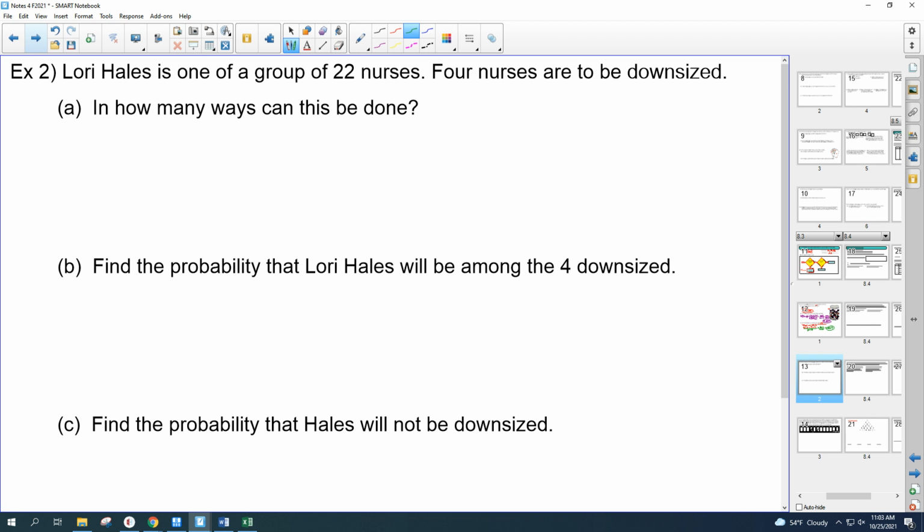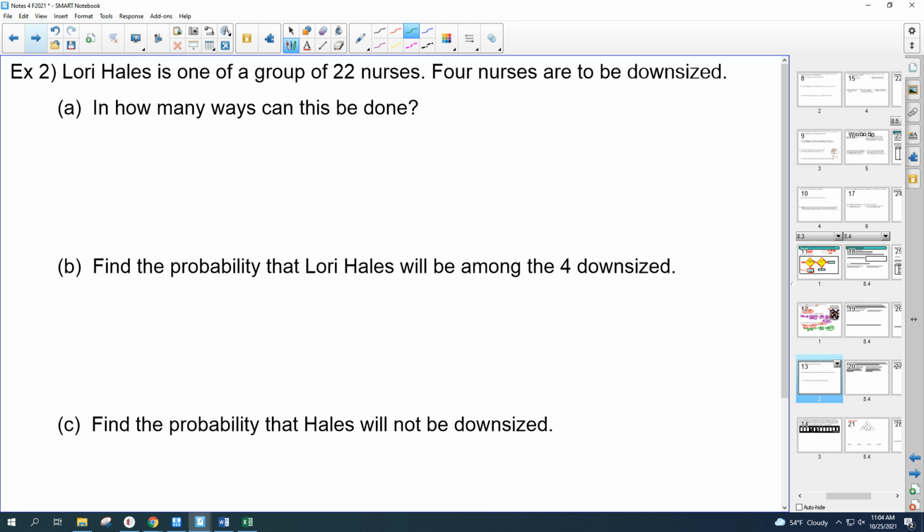Number 2, Lori Hales is one of a group of 22 nurses. 4 nurses are to be downsized. In how many ways can this be done? So that first question is not probability, it's a counting question. In how many ways? So think about it.